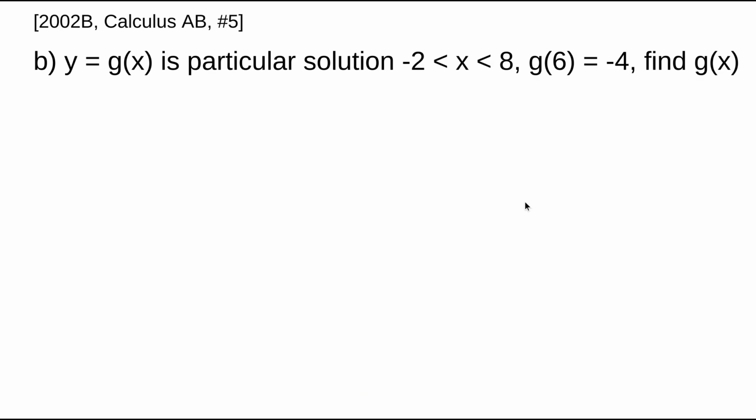In part B of the question, we are given that y equals g of x is the particular solution for this differential equation over the interval from -2 to 8. We are given that g of 6 is equal to -4, and we are instructed to find g of x. The expectation here is that you're going to use separation of variables because there's not really many or any other methods that AB students are expected to know.